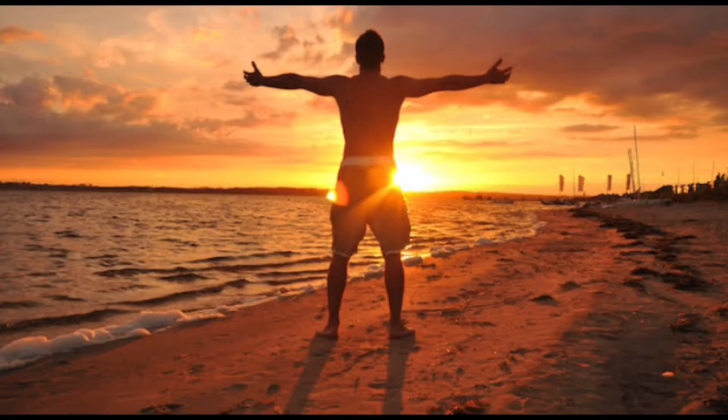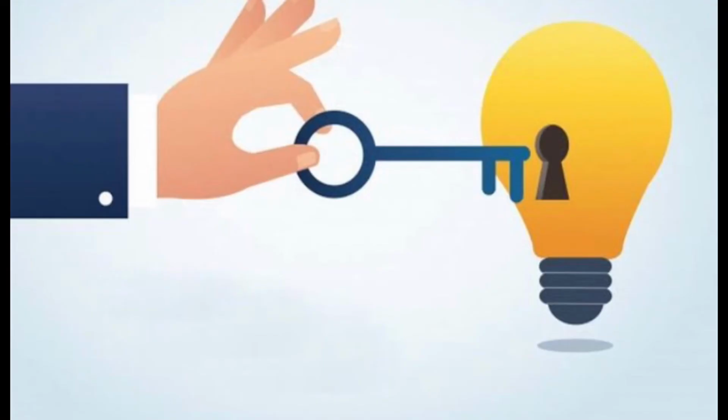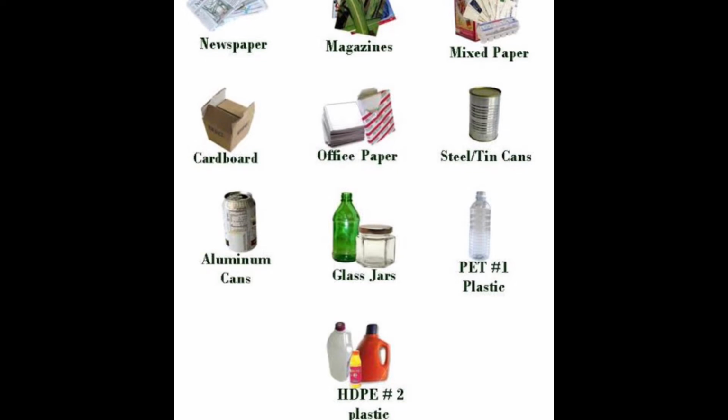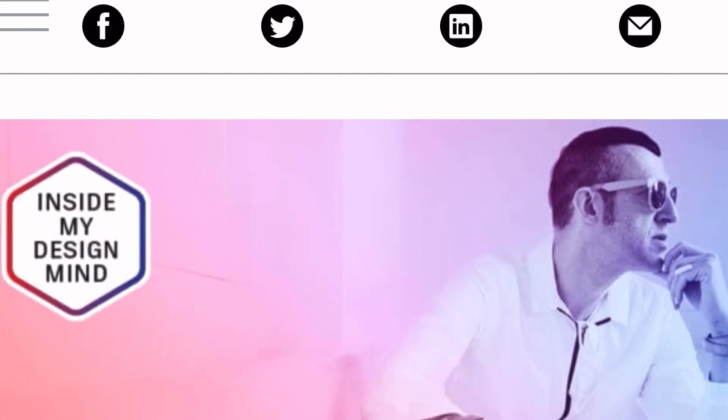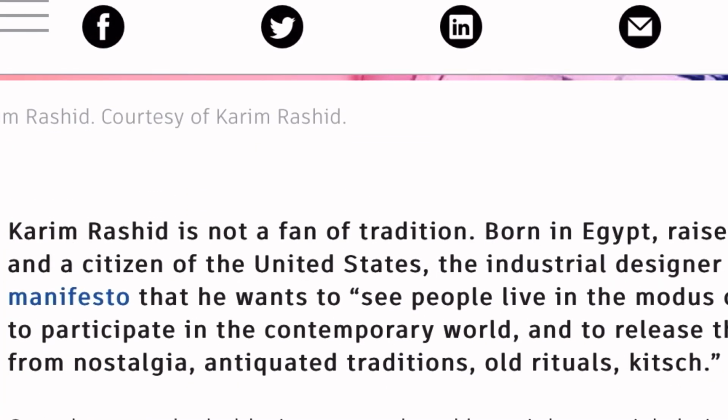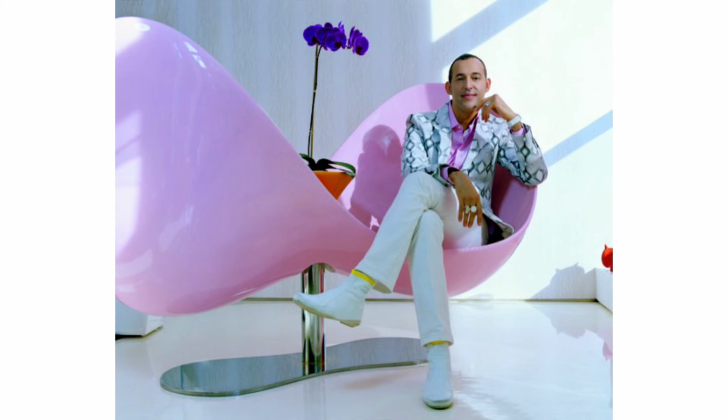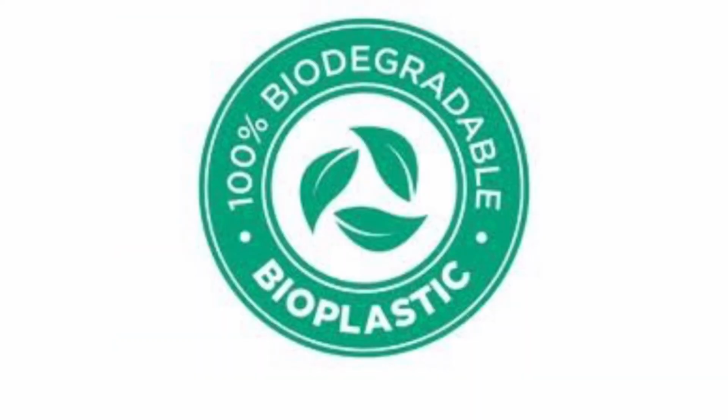Karim Rashid, an industrial designer, believed in living in the present and making his design accessible in markets. Therefore, he used materials which are recyclable, disposable, inexpensive, and eco-friendly. He is well known as the prince of plastic, as he was the first designer to use plastic as a material and majorly works with 100% biodegradable plastic.